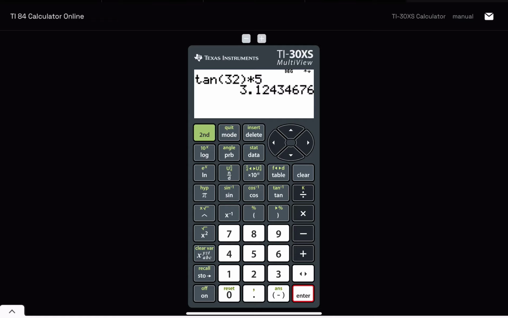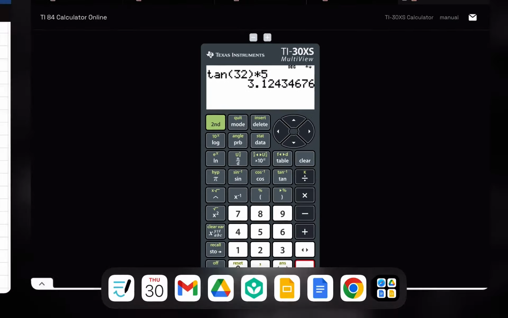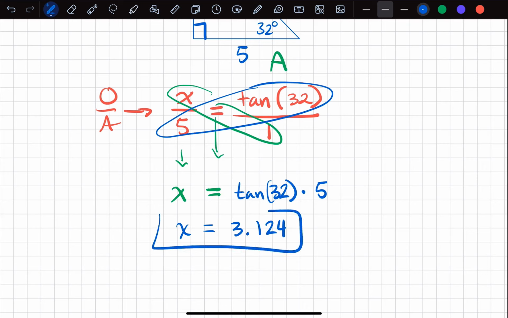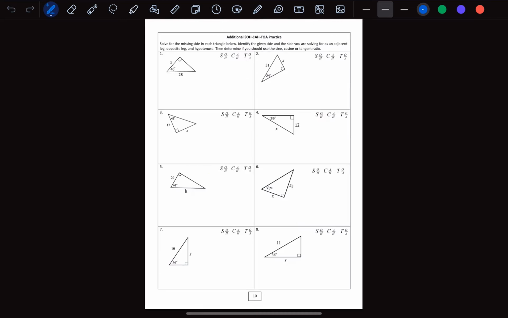So why don't we go ahead and write 3.124. So I'll take you back here. X is 3.124. And you may leave that as your answer. And reminding yourself again, we just found a missing side. We'll do one more example of this, and I'll do it off of the classwork. So I'm going to go ahead and jump over there.